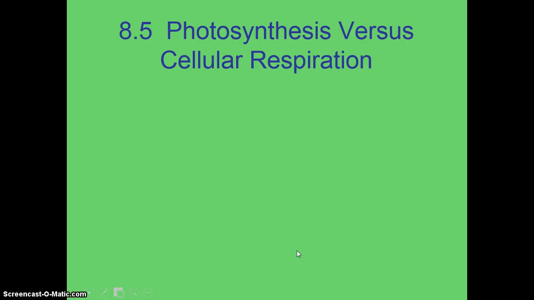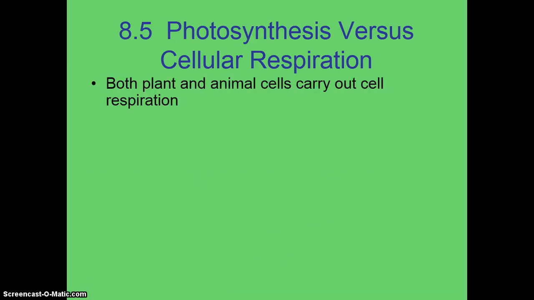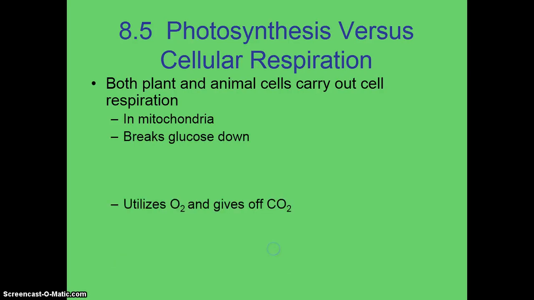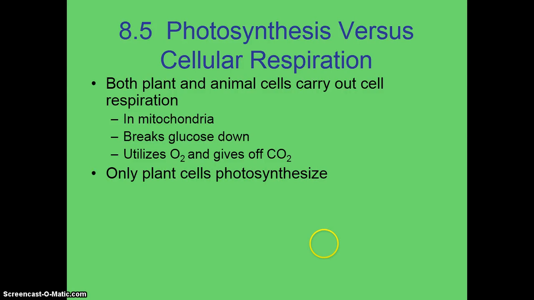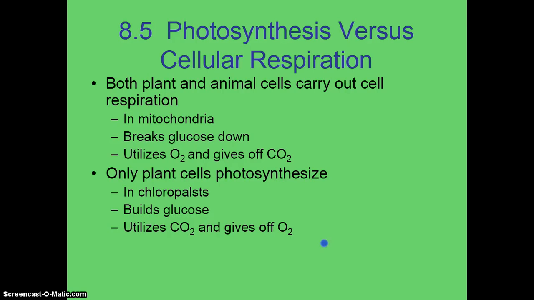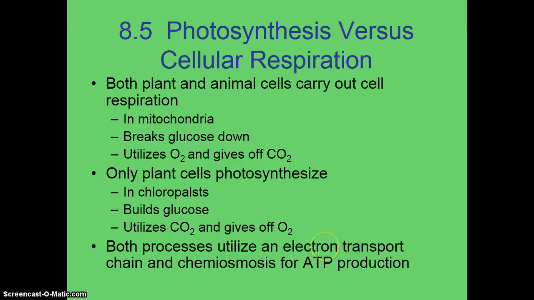We're going to finish up the chapter by looking at photosynthesis and cellular respiration side by side. Remember that both plant and animal cells carry out cellular respiration. That happens in the mitochondria in both types of cells. The function is to break down glucose, and it uses oxygen and gives off carbon dioxide. Remember that only plant cells photosynthesize. That occurs in the chloroplast. Its job is to build glucose. It uses carbon dioxide and gives off oxygen. Both of those processes use an electron transport chain and chemiosmosis to produce ATP.